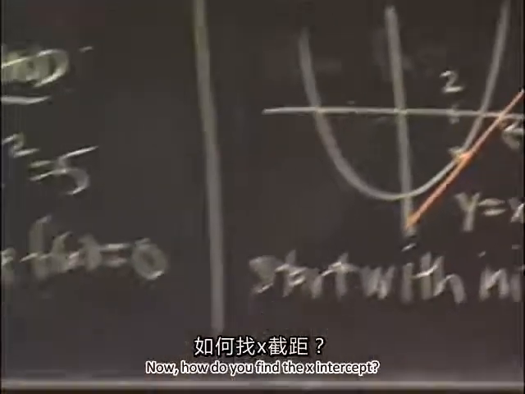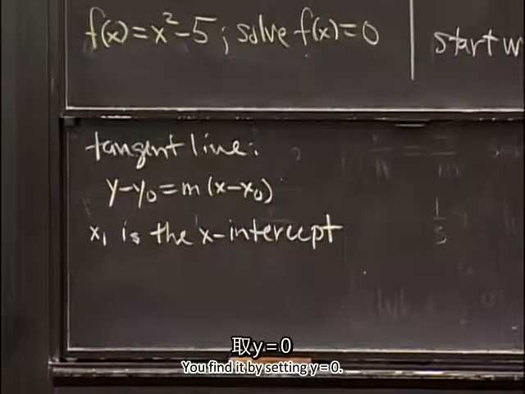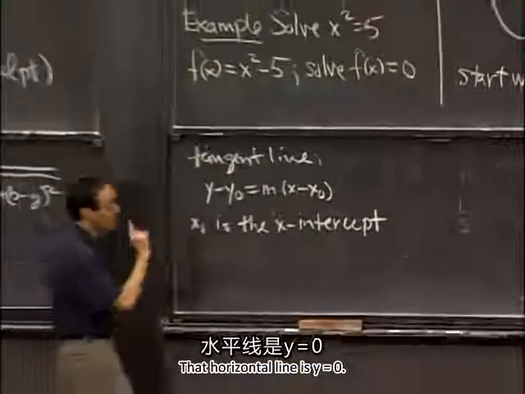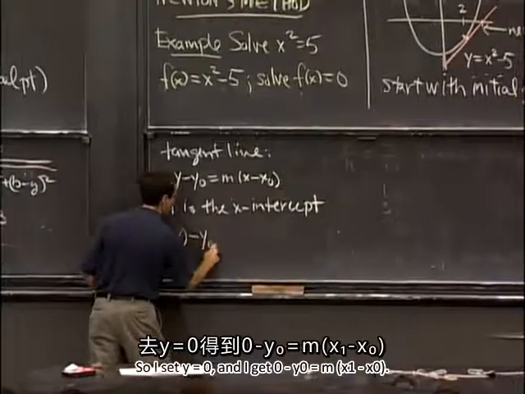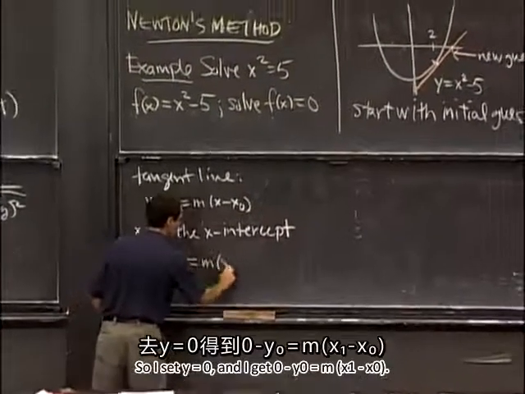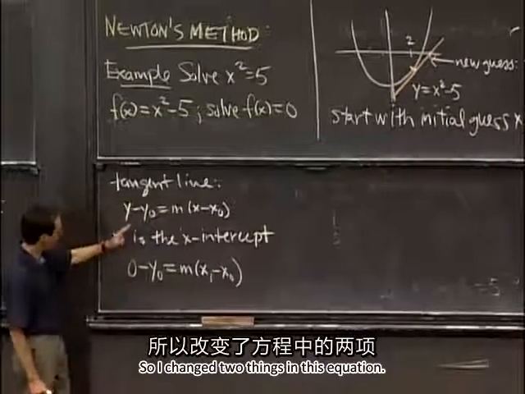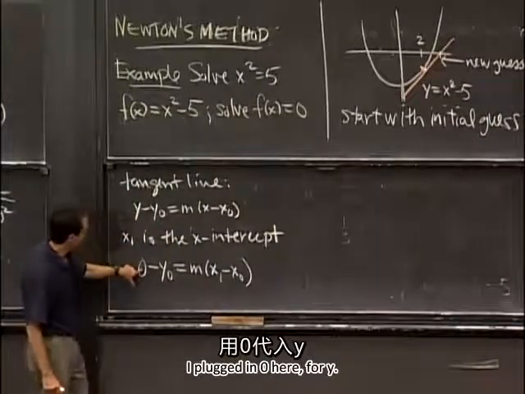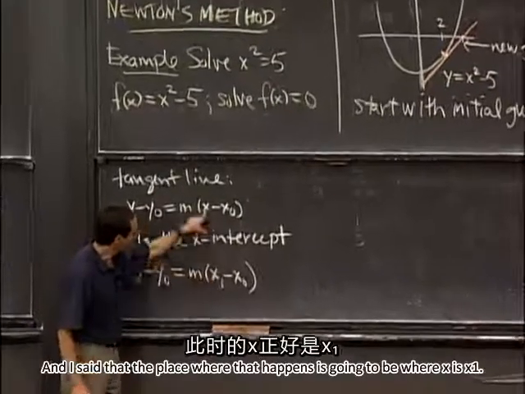Now, how do you find the x-intercept? You find it by setting y equal to 0. That horizontal line is y equals 0. So I set y equals 0, and I get 0 minus y0 is equal to m times (x1 minus x0). So I changed two things in this equation. I plugged in 0 here for y, and I said that the place where that happens is going to be where x is x1.